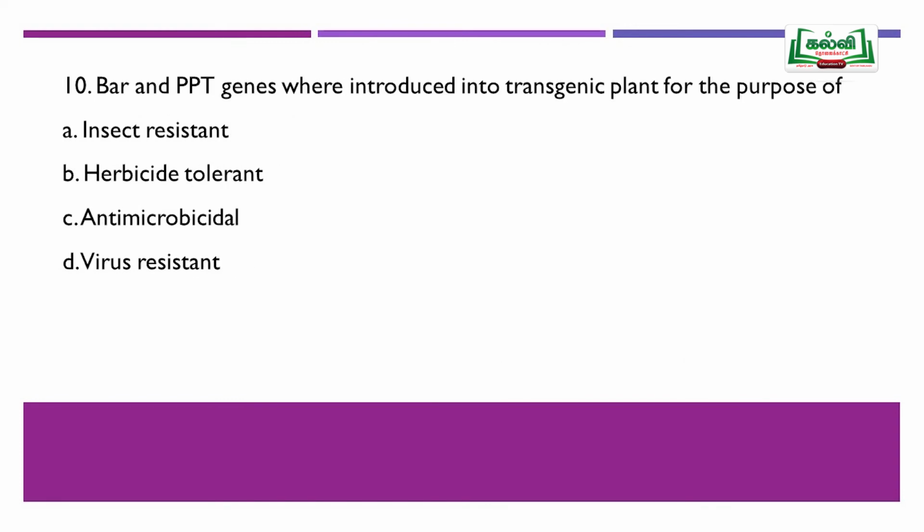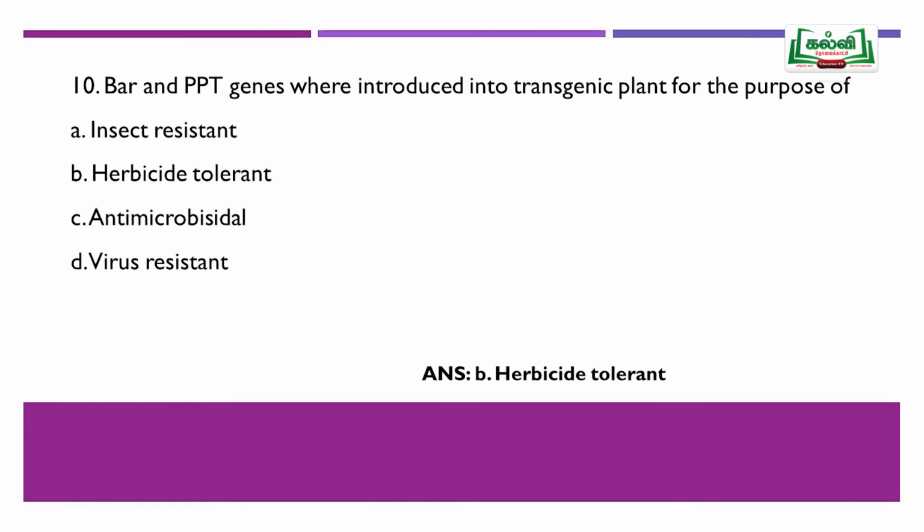Next, BAR and PPT genes were introduced into transgenic plants for the purpose. So, BAR and PPT genes. We have to know the important function of these two transgenic genes. From these genes, we may produce a herbicide tolerant plant, a herbicide resistant plant, by using these particular genes, PPT, phosphinothricin deactivating genes. The options are insect resistant, herbicide tolerant, antimicrobial, viral resistant. So, the correct option for this is herbicide tolerant plant.